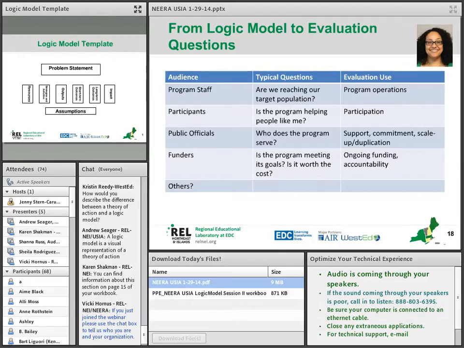Another good example is if your audience is the funder. Let's say, for the College Ready program, the funder is the Gates Foundation. They're going to ask questions that are going to determine if funding the program is a good use of their money. They're going to want to know, what are your goals? Are you meeting those goals? And are the costs worth it? So hopefully this gives you a good idea in thinking about your audience and the types of questions that they would have in order to answer any evaluation questions. So now I'm going to turn it over to Karen.